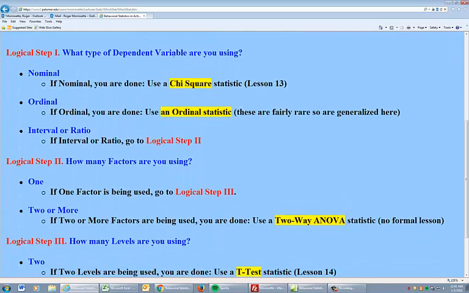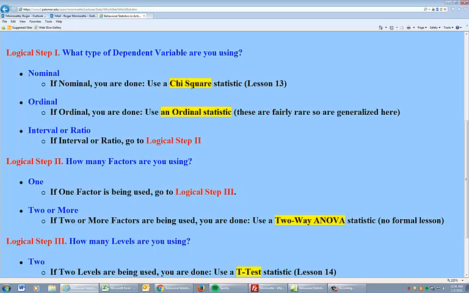What type of dependent variable are you using? And this goes right to the stuff we learned in lesson 1. Is it a nominal variable? Is it ordinal? Or is it interval or ratio? We can lump them together for here. And of course, the big difference between these groups, interval and ratio, is that you can calculate a mean. So if you can calculate a mean of your dependent variable data, you're going to go to logical step 2. But if your dependent variable is nominal, you're done.